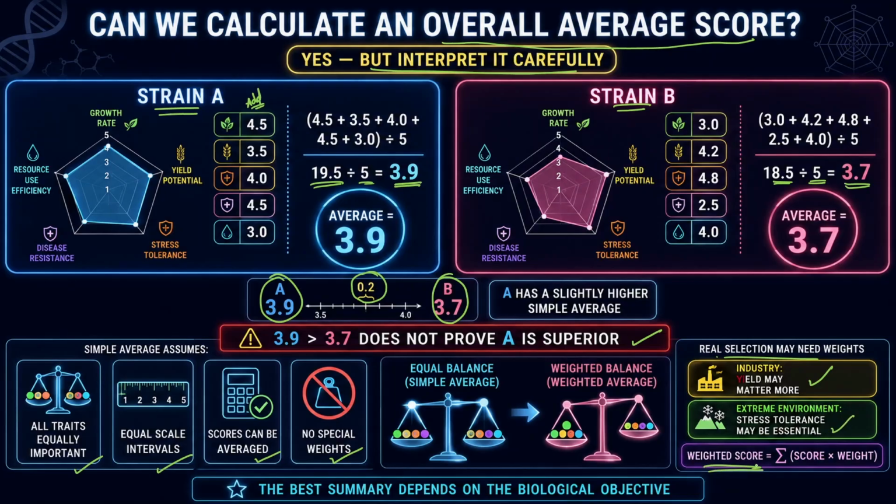Each trait receives a weight based on its importance, and the weighted score combines each score multiplied by its assigned weight. This allows important traits to influence the result more strongly. A simple average represents equal balance, whereas a weighted average represents goal dependent balance. Neither should replace trait by trait interpretation or the complete radar chart profile. So an average can summarize the profiles, but it cannot independently identify the best strain. The best summary and selection depends on the biological objective. Always state whether the average is simple or weighted and explain why the selected weights are appropriate.